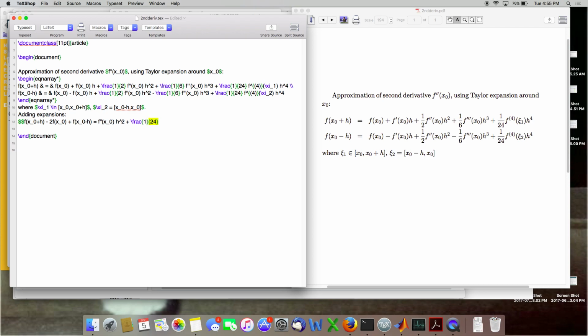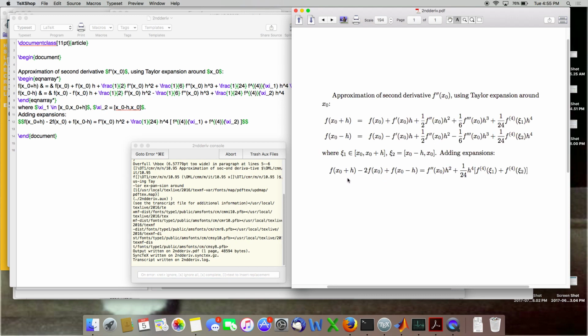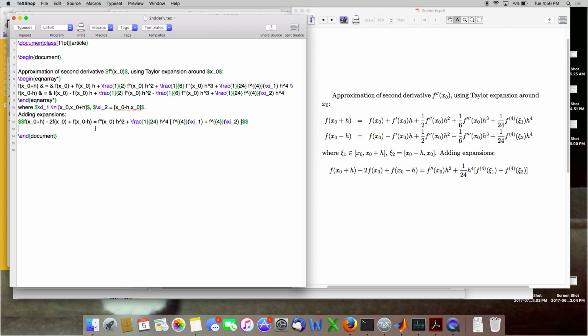1/24th, and I'll have h to the 4th times, and I'm going to be lazy and copy and paste these. That part plus that part. Okay. So now this is what I get from combining these expansions. I get what I want. I want the second derivative, except it's times h squared. So now I'll just go ahead and divide both sides by h squared.